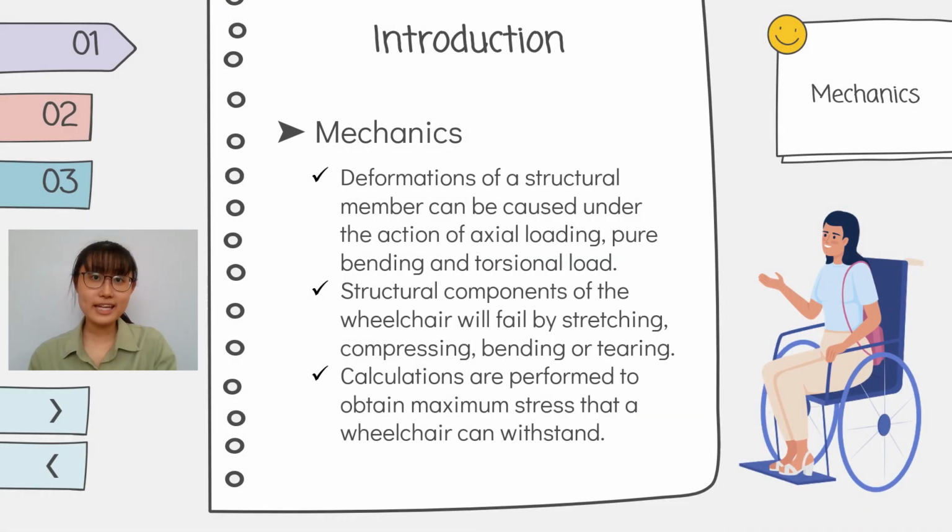In the study of mechanics, factors due to axial loading, pure bending, and torsional load can lead to deformations of a structural member. To cite an example, the structural components of a wheelchair will fail by the action of stretching, compressing, bending, or tearing. Therefore, it is important for us to perform any calculations and analyze the factors which may cause failure to a wheelchair.